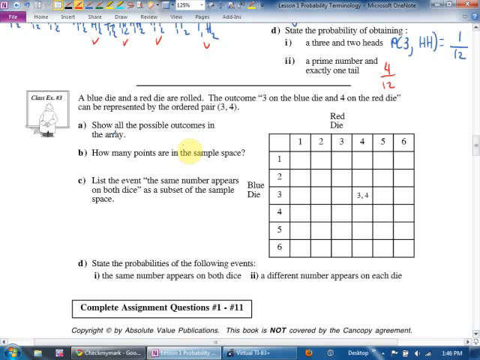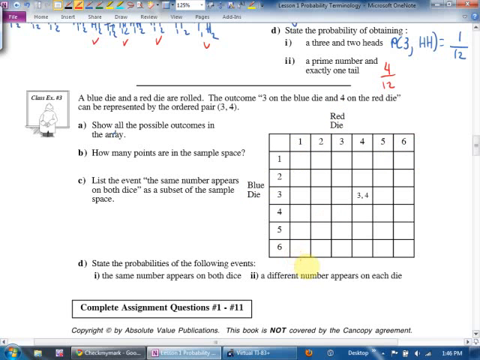I use a chart for a dice. And in fact, what I would do, here we have a red die and a blue die. They've started this chart for me, but often I'll just freehand it. I would write down red, blue. I would write numbers 1 through 6, 1 through 6. And then I would just add a line like that and like that.